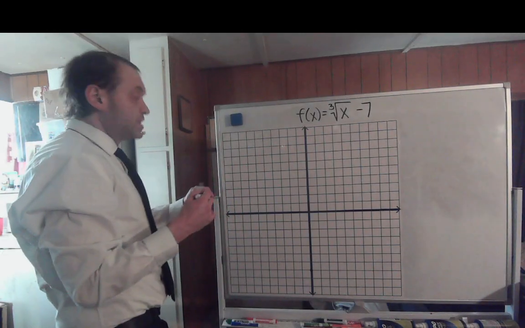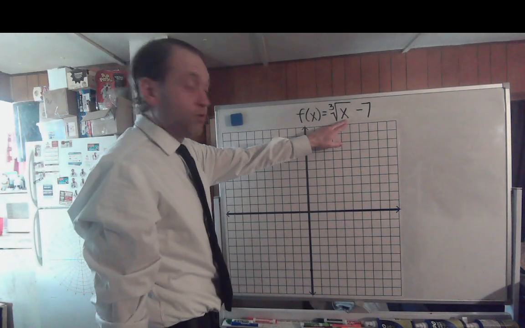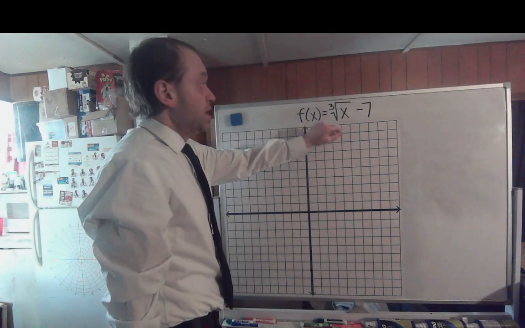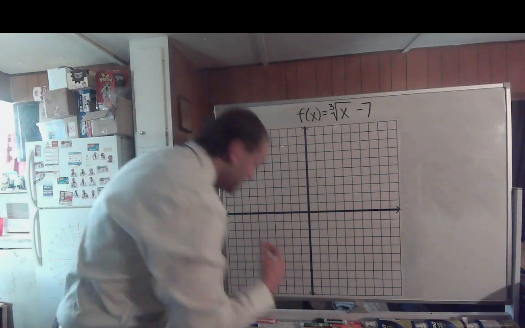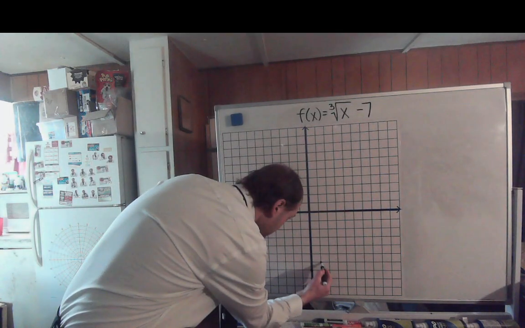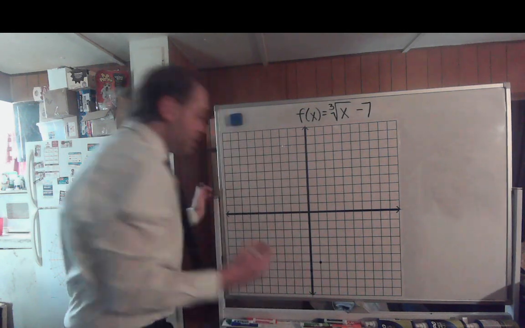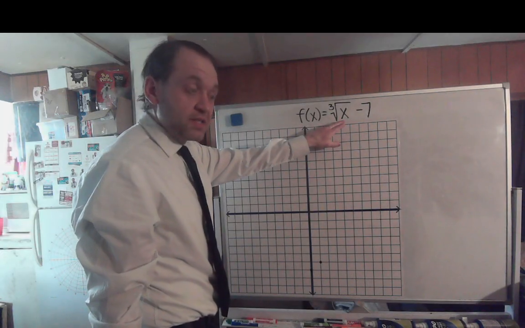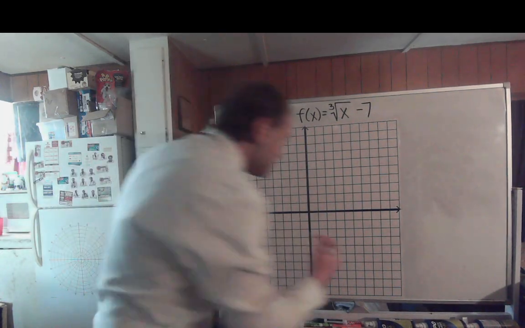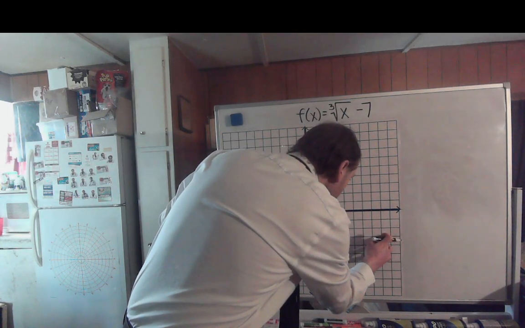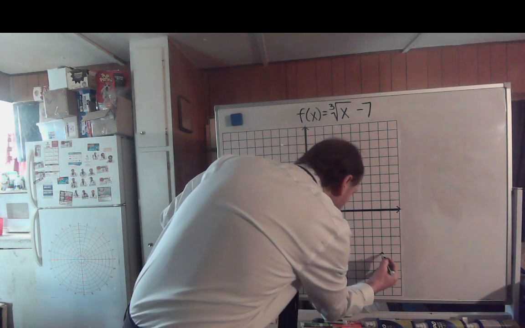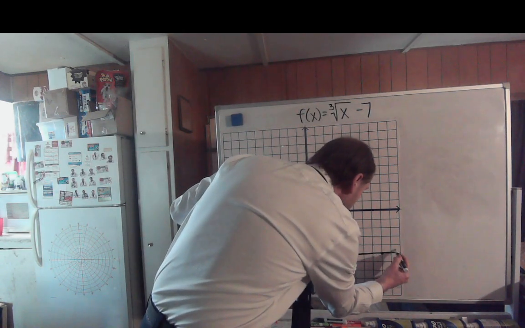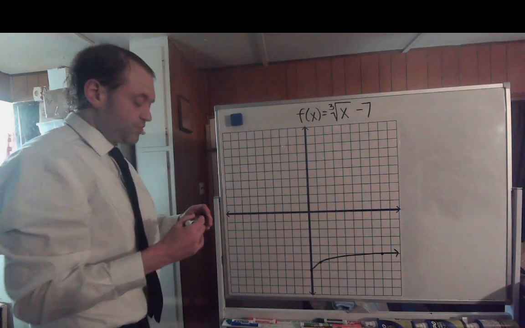All right, now let's put in x as 1. Cube root of 1 is what? That's going to be 1 minus 7 is negative 6. So you'll be at 1, negative 6. Okay. Now, what about when x is 8? Cube root of 8 is 2 minus 7 is negative 5. So 3, 4, 5. All right, let's go ahead and draw the y branch of this. Let's draw the right branch.